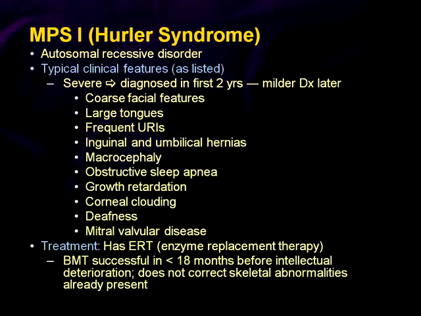This has an enzyme replacement therapy. It will not affect, however, your brain development because it won't cross the blood-brain barrier. If you can catch them before 18 months of age, you can do a bone marrow transplant before the intellectual deterioration, but the bone marrow transplant will not stop the skeletal abnormalities that are already there.